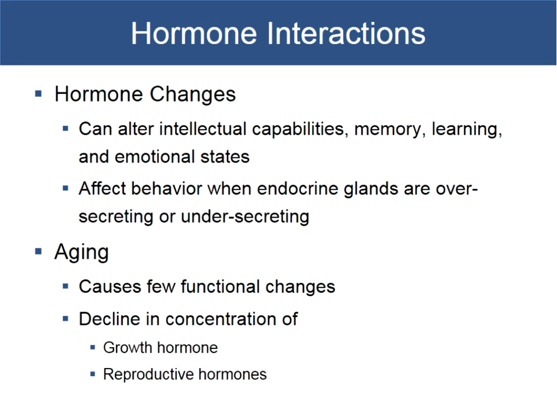And then hormone changes, as we noted with the thyroid hormones, that if you don't have enough of those in fetal development within the first year, it can cause developmental delays and issues with learning, memory, and the capability to learn. They can affect the behavior when endocrine glands are over-secreting or under-secreting. And aging causes a couple of functional changes that happen within the body. You definitely have a decrease in your growth hormone as you get older, as well as a decrease in your reproductive hormones.